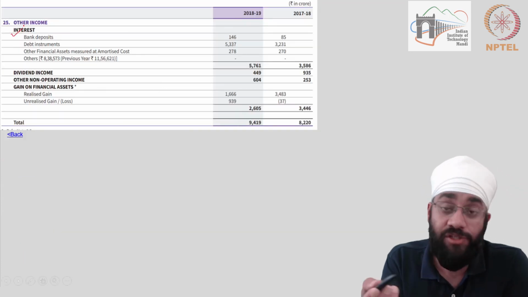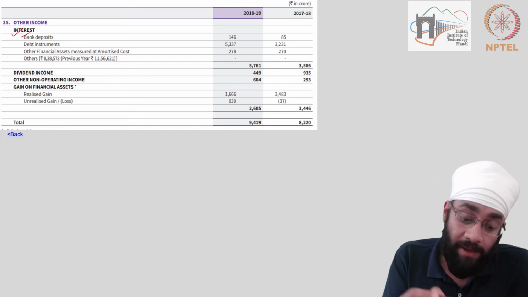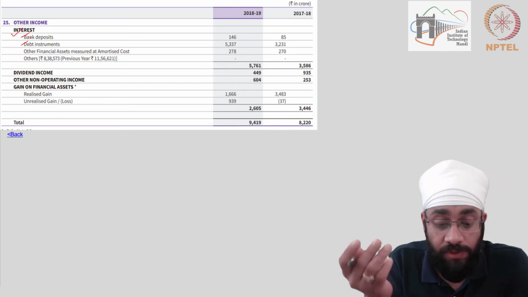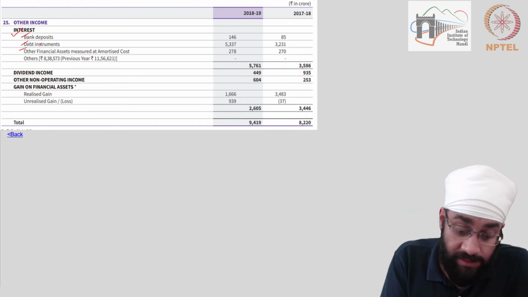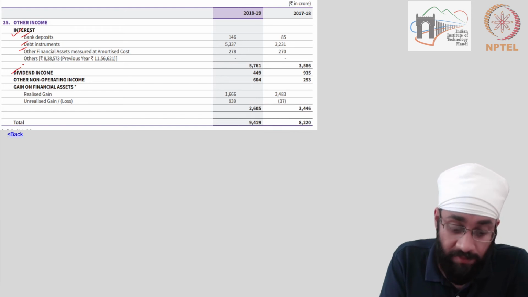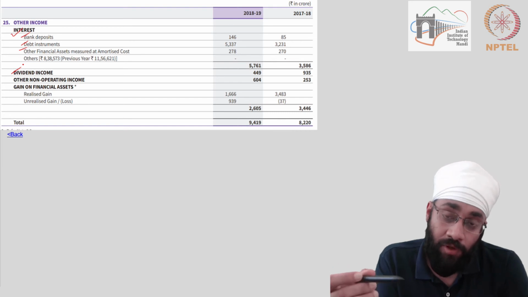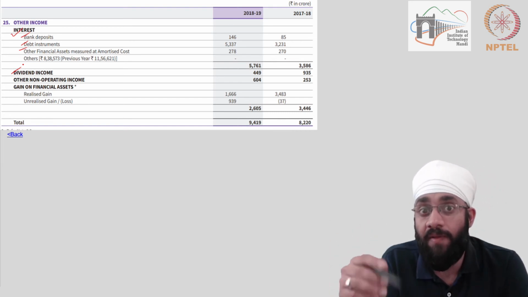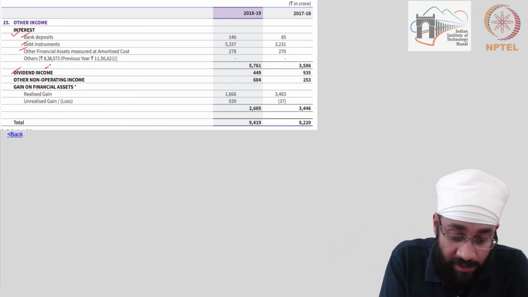Here, financial income on the financial investments. You put money in the bank. You have some debt instruments. You had invested in debt instruments, which are debentures or bonds in other companies. Other financial assets, dividend income. Dividend income is when you invest money in other companies. So when you put money in the bank, the bank gives you interest. When you put money in other companies, the return that they give you is called dividend. So that's what dividend is.